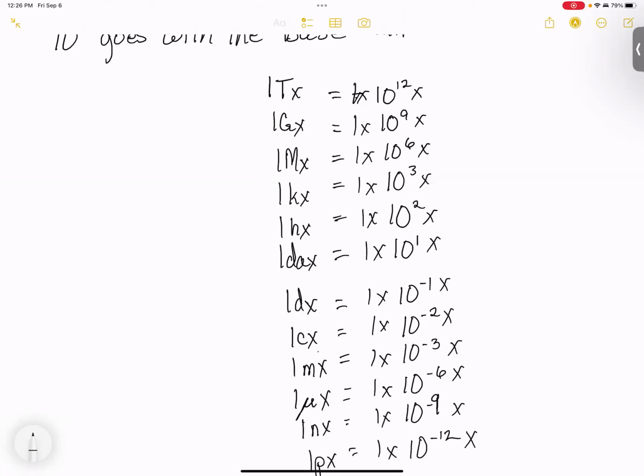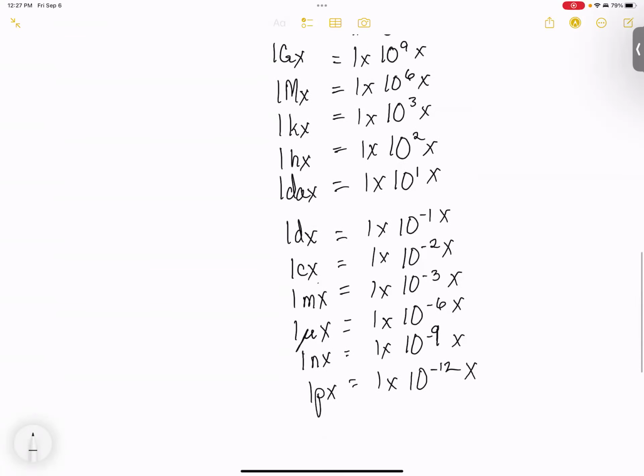Questions? Yes. So what about femto? I didn't put it on here because it didn't fit on my page. 1 femto is equal to 1 times 10 to the minus 15. Again, it's not 14, 15. Again, though, it's in threes. I just ran out of room on my page.